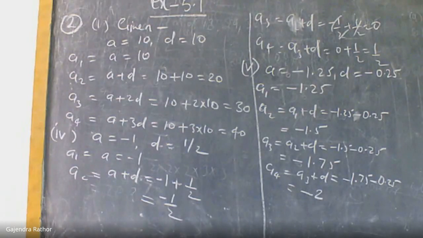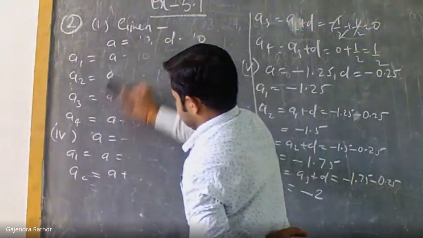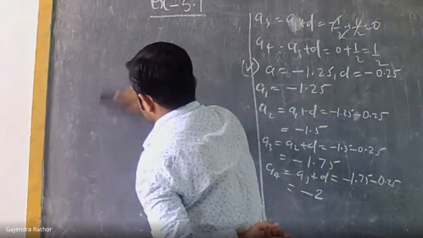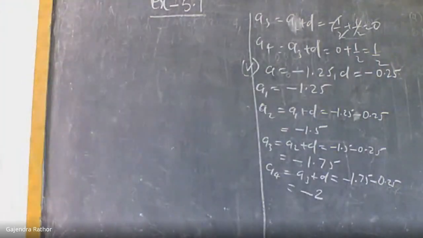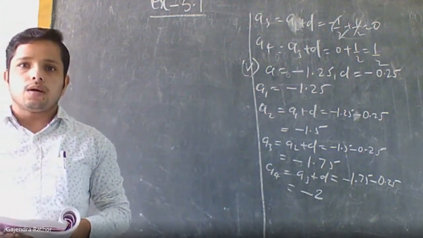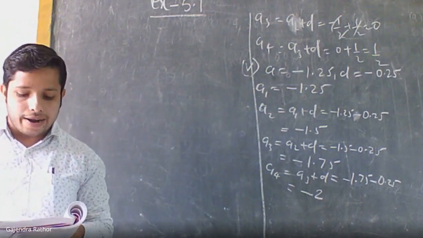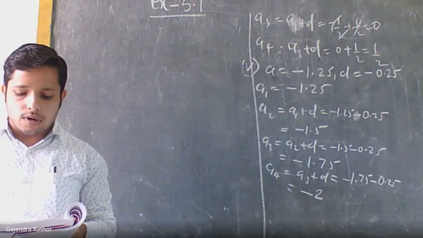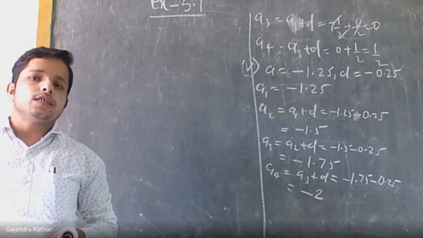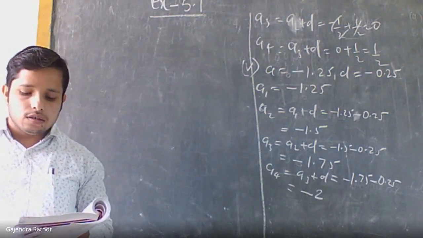So let's continue. Question number 3: for the following APs, write the first term and the common difference. So in this question, some APs are given. We have to write the first term and also find the common difference.